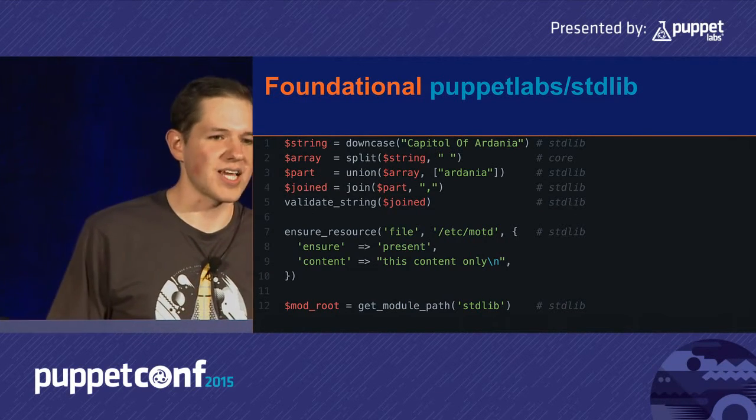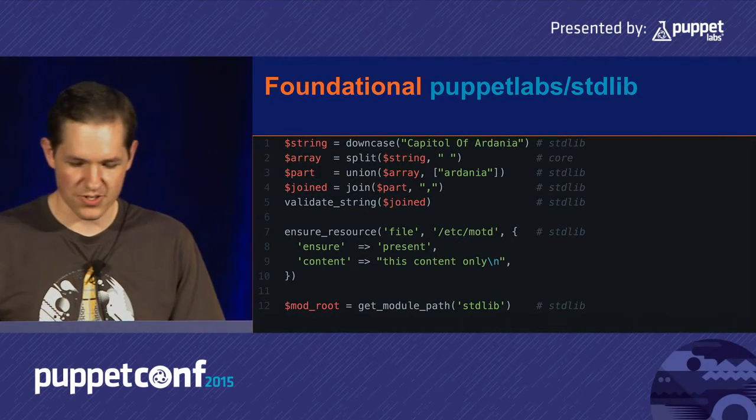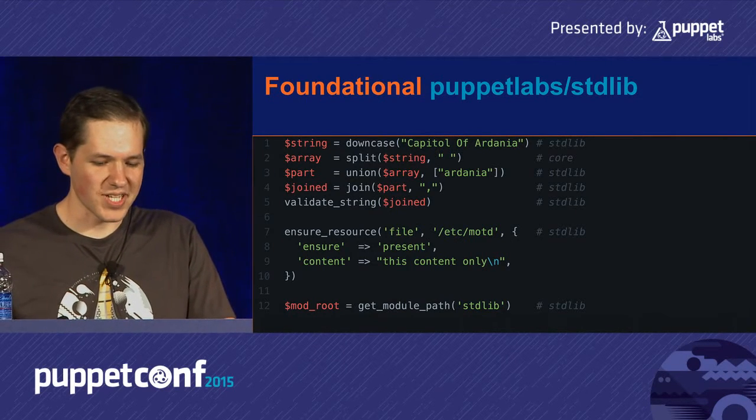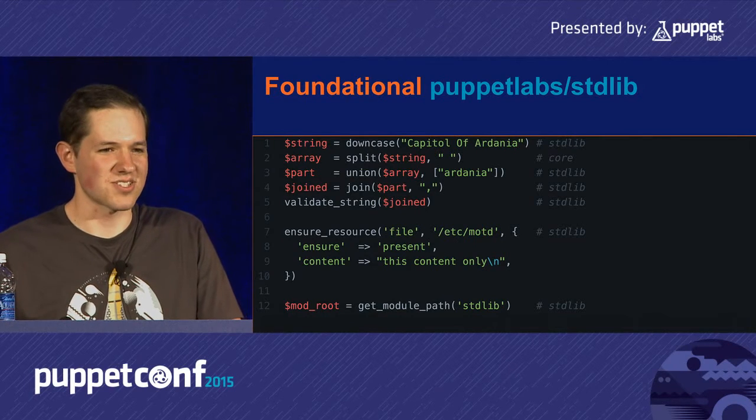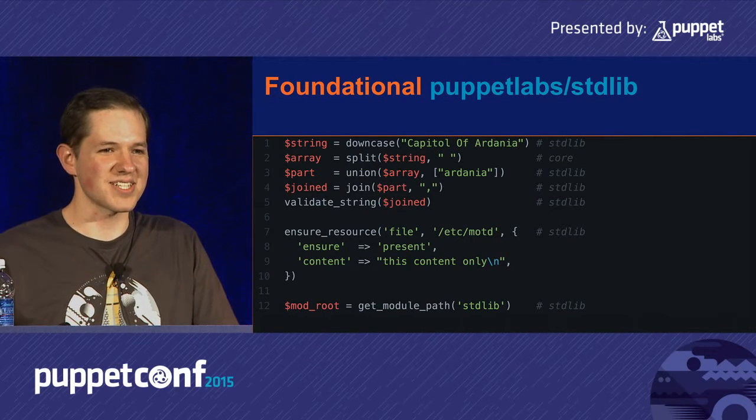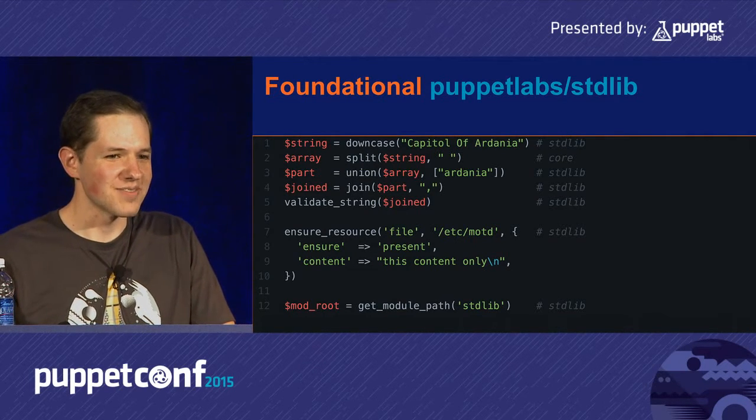Simple functions: downcase a string, upcase a string. Do some splitting. So splitting's in core, but interestingly, joining is not in core. You can't join the elements of an array together into a string out of core Puppet for whatever reason.